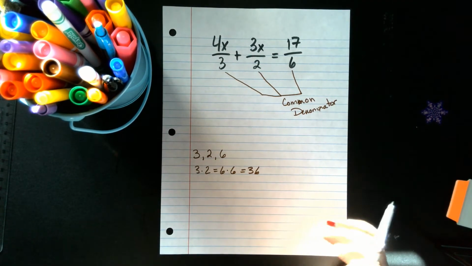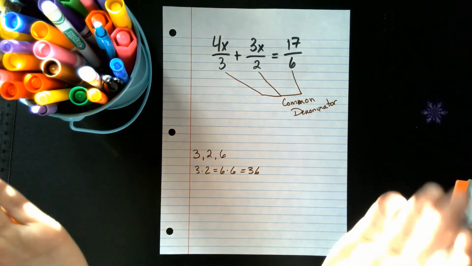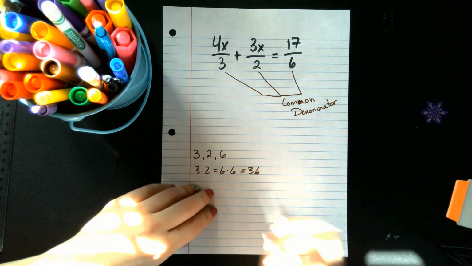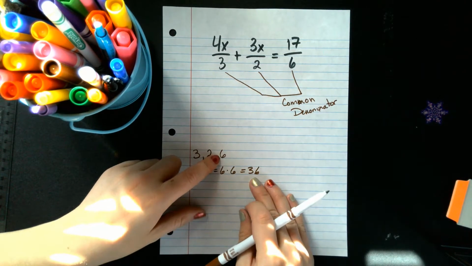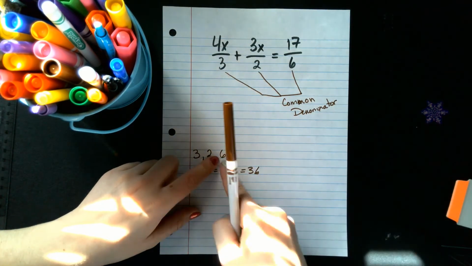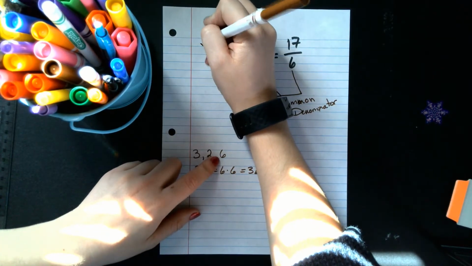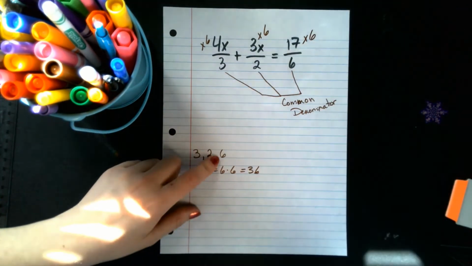I'm lazy, and I don't like to have to multiply large numbers like that, so I try to find the smallest one possible. So, your choice. I'm going to use 6 because they all have 6 in common. You can use 36 if you would like. So, now that we found a common denominator, which is 6, we're going to multiply everything on top by 6. Only the tops, very important.